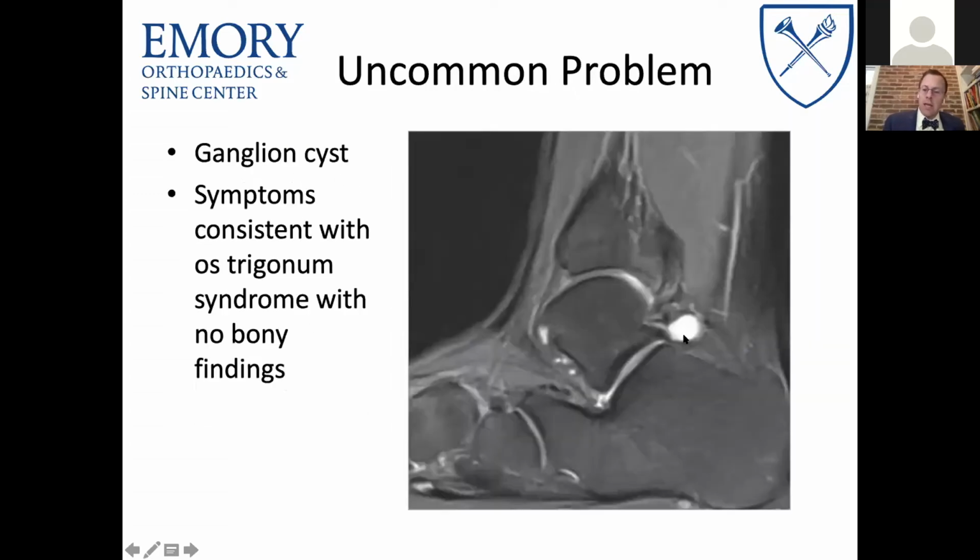You can often get ganglion cysts in the back as well. Just something to think about. You often pick this up with the MRI, and sometimes you just have to go in and take this cyst out. The challenge is these can often recur because they're an outpouching of the synovium.